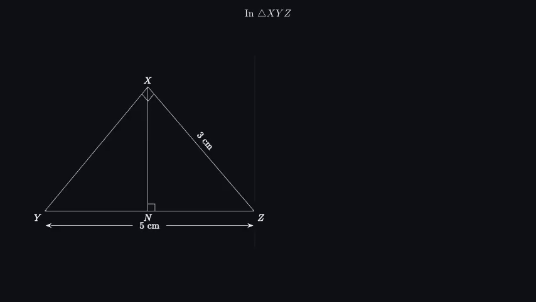Now we find the third angle in the large triangle. The angles in a triangle add up to 180 degrees. So, angle XZY equals 53.13 degrees. Y and Z lie on the same straight line.